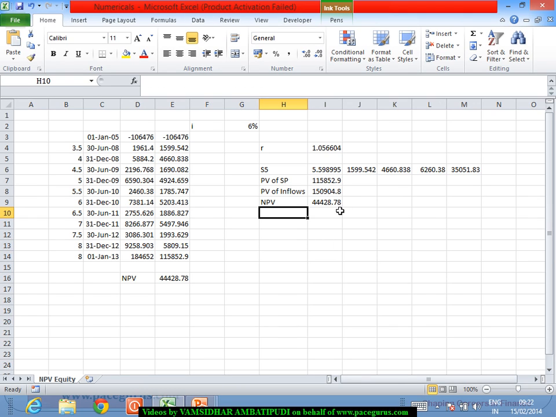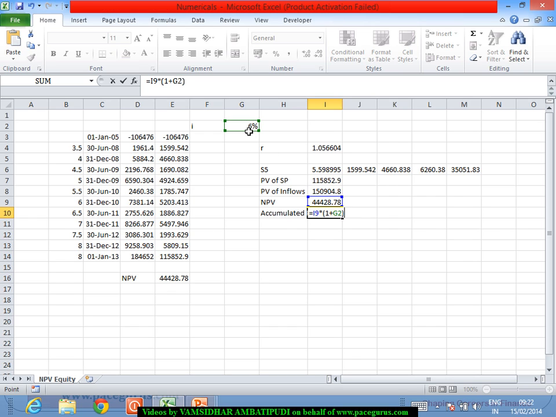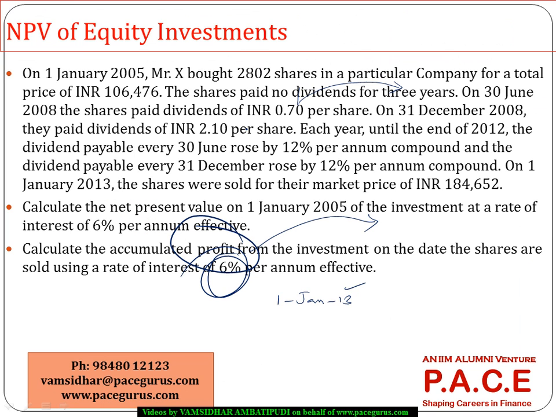It is nothing but whatever NPV you got today, you multiply that at that expected rate of interest itself for the entire 8 years. So this multiplied by 1.06 to the power 8 is an indication of the accumulated profit on the expiry date. On 1st Jan 2013, this investment is giving an accumulated profit of around 70,812 rupees. So once we have the NPV in place, that NPV compounded at the expected rate of return on the investment is what will give you the accumulated profit at the selling point, right?